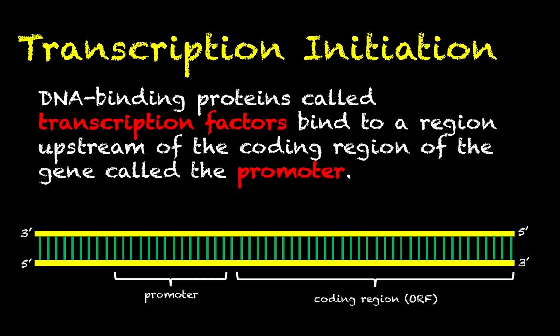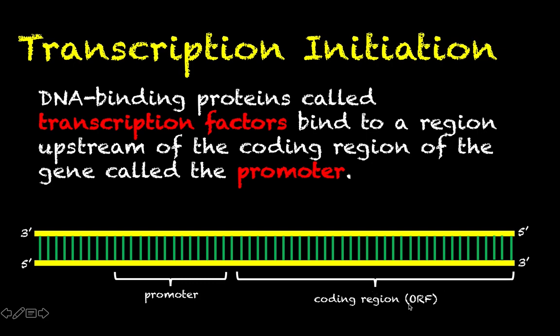So in addition to RNA polymerase, we also want to introduce another important protein that is involved in transcription, and these proteins are called transcription factors. They tend to bind to the DNA in regions that are upstream of the coding or information-containing region of the gene, and this region is called the promoter.